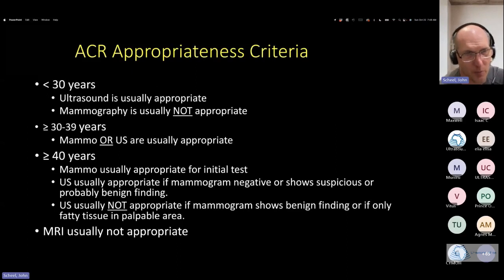So for a mass, if they're less than 40 years old, ultrasound alone is appropriate and acceptable. As we discussed earlier, as soon as they become 40, typically they start with mammography if it's available. If it's not available, then you just go with what you have, which is typically ultrasound.